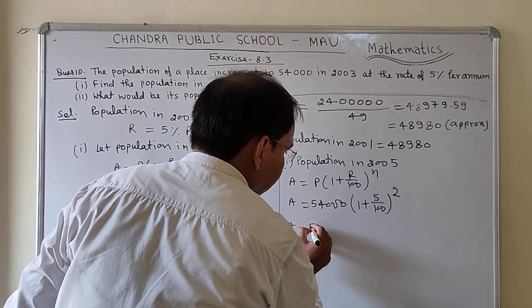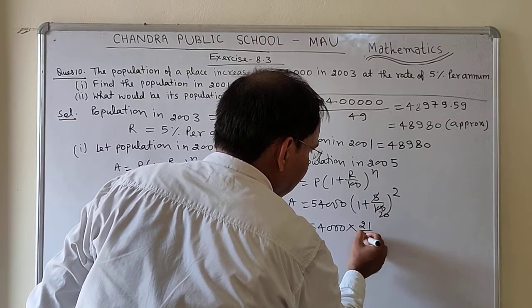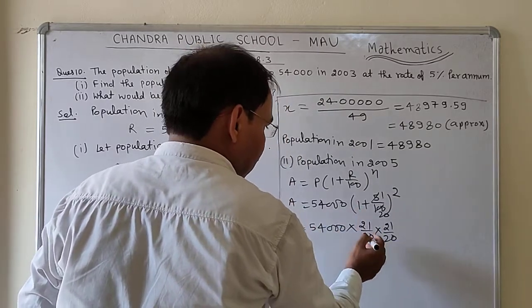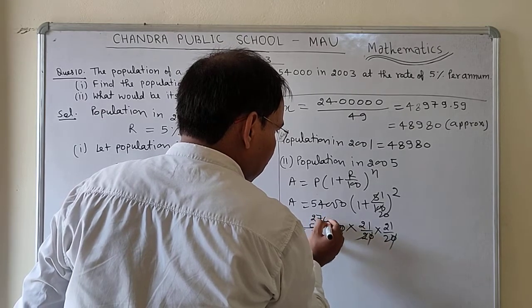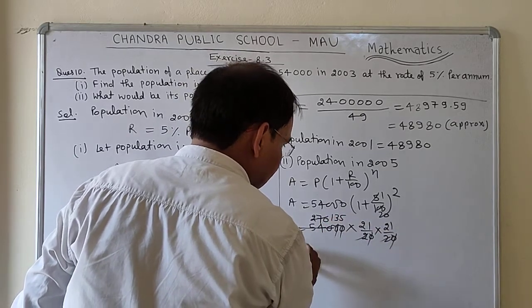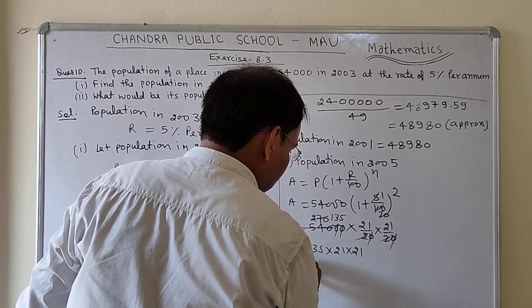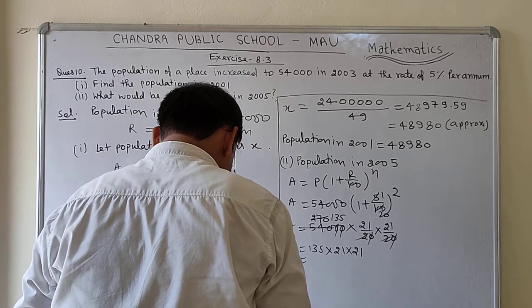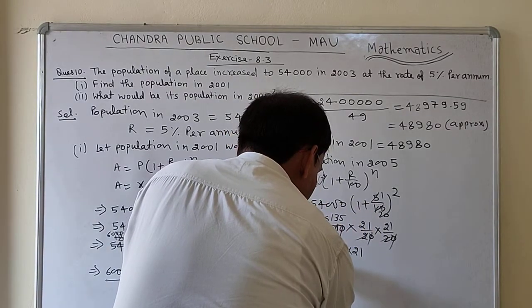So A equal to 54,000 into, it will be 20. So that will be 21 by 20 into 21 by 20. Here 0 will be cancelled. It will be 27, 270. Again it will be cancelled. 135. So A equal to 135 into 21 into 21. So you need to multiply that, and if you are going to multiply, so after multiplication you will get it 59,535.